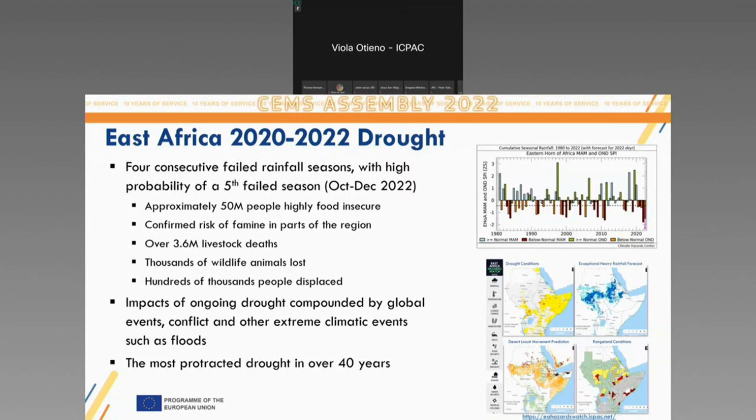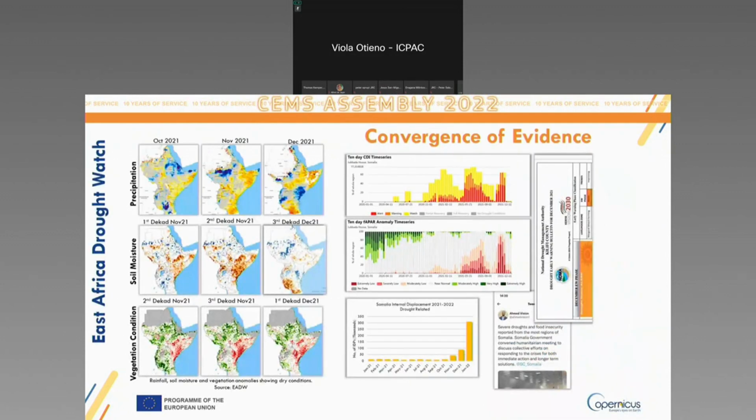So the basis of what we do is, of course, convergence of evidence, but I think I'm preaching to the choir here because everyone in this room is probably aware of that. So it's based off the Global Drought Observatory and also the European Drought Observatory. And we're using vegetation conditions. We normally use FAPAR for this. We use soil moisture as well, and we also use SPI.